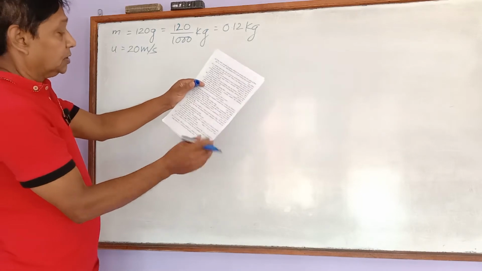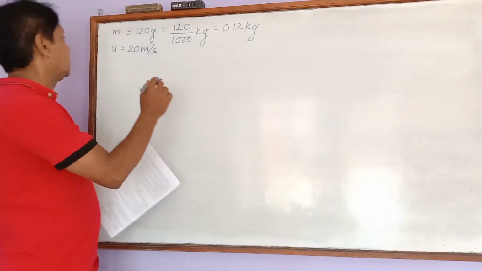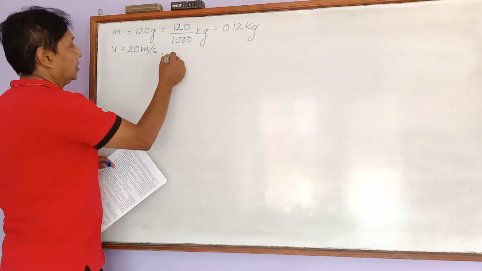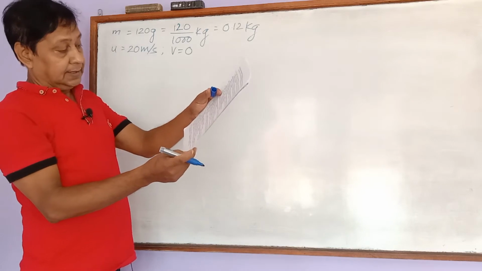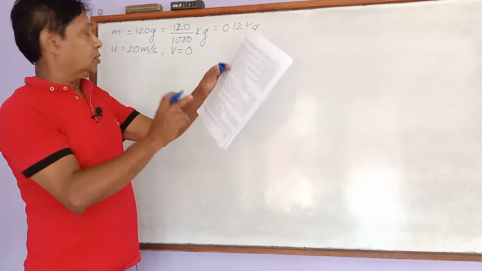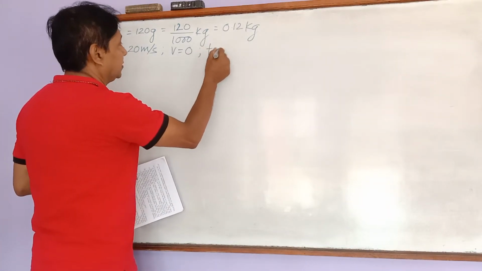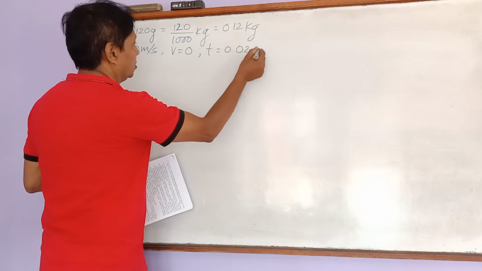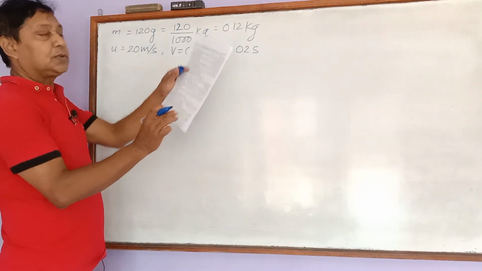Now next information, brought to rest. If a moving body is brought to rest, it means its final velocity becomes 0. That's why v equal to 0. Next is by a player. It is brought to rest by a player in 0.02 second. It means time is also given. Time is 0.02 second. Now what is the question? Find out the force applied to stop it.